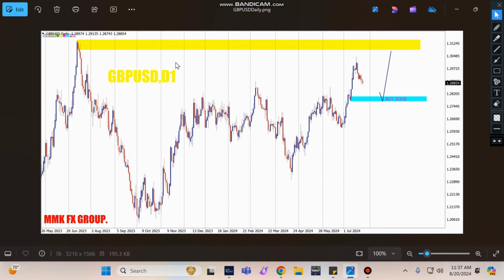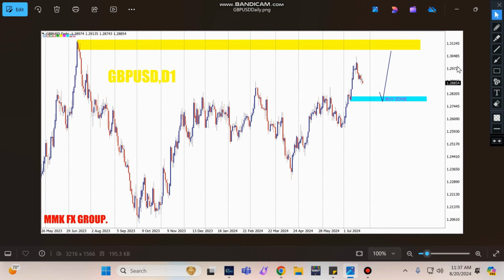All right, so right here we've got an analysis that I had on GU. As you can see, this is the daily time frame, and what I wanted to see here was a buy setup from this order block that I had marked down right here. So I'm going to take you to the charts so that you may understand the reason why I had this idea in mind.